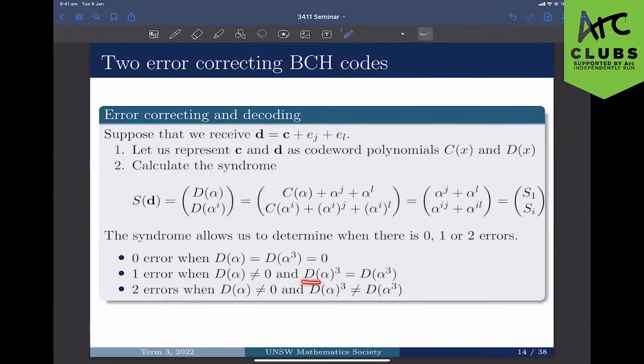And we see that if we raise d of alpha to the power of 3, if that's equal to d of alpha cubed, then there's just going to be one error. And if they're not equal, then we have two errors. And then we look for the errors accordingly.